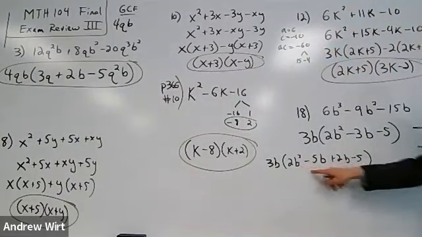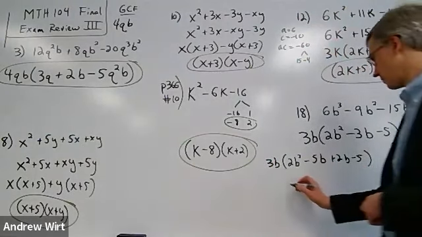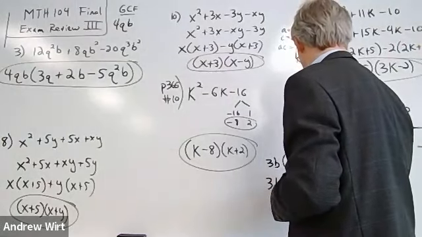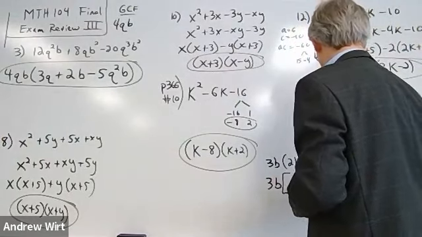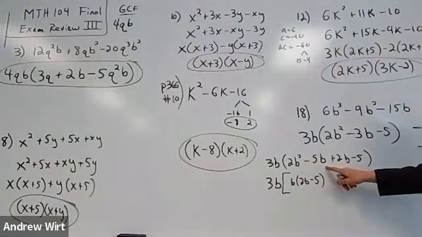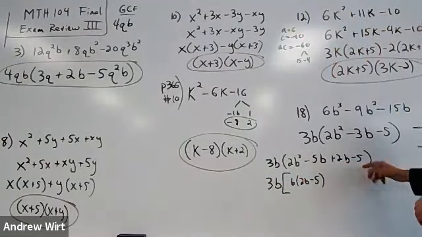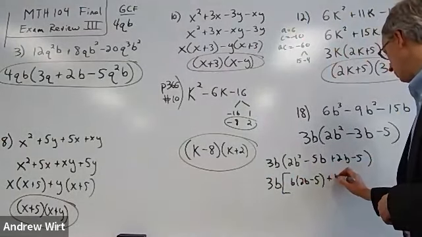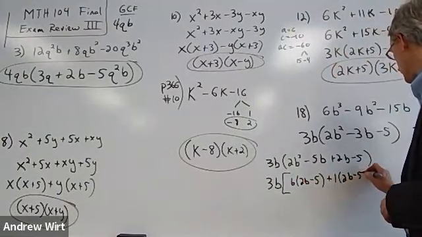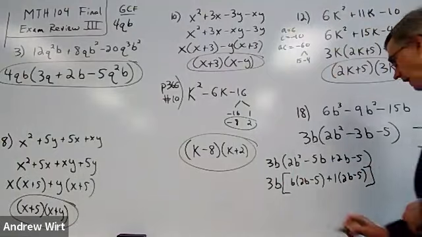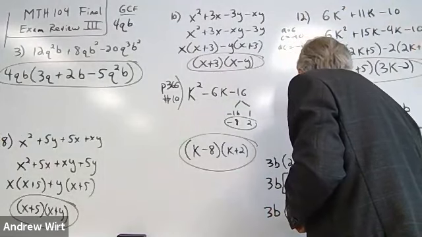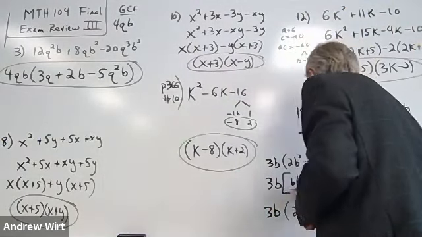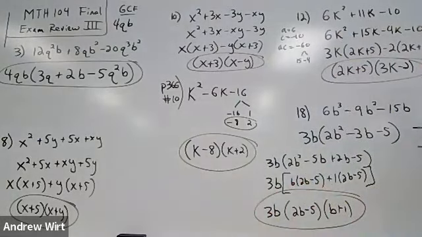And now we've got a 4-term trinomial that we can factor. So out of the first two, I can factor out a b, get 2b minus 5, and that matches 2b minus 5. So that's just going to be plus 1 times 2b minus 5. And last step then, factor out that 2b minus 5, get 3b times 2b minus 5 times b plus 1.